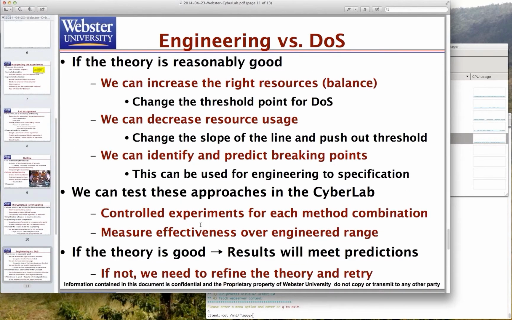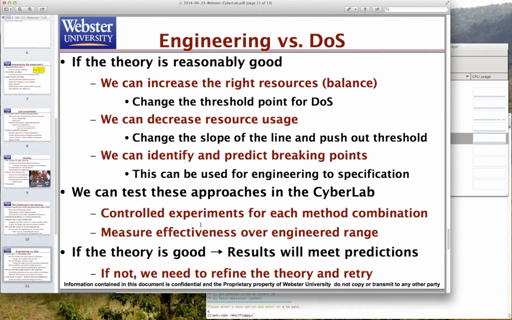So getting back to engineering versus denial of services, if the theory is reasonably good, we can increase the right resources or achieve a balance of the resources so that we don't increase one where the threshold is not going to be reached till something else breaks, and then change the threshold point for denial of service by doing that. Then another thing we can do is reduce the resource usage by the machine that we're trying to defend. So it just uses less resources so it can sustain more attempted attacks. That's changing the slope of the line to push out the threshold. And finally, we can identify and predict the breaking points, and that can be used for engineering to a specification.